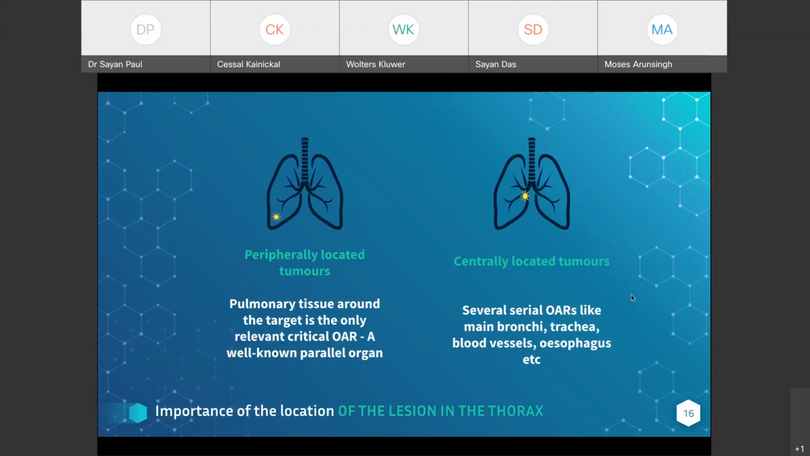In SBRT for lung cancers, we always dichotomize them into either peripherally located tumors or centrally located tumors. And within the centrally located, there is the ultracentral as well. Why does it matter? In a peripherally located tumor, the tumor is surrounded by pulmonary tissue, and that is essentially the only OAR that we are worried about, and it is a well-known parallel organ. So the toxicity is not really a matter there. But when we look at centrally located tumors, we have several serial OARs, which, if damaged, can lead to serious complications, and that is the reason for classification as such in lung SBRT.